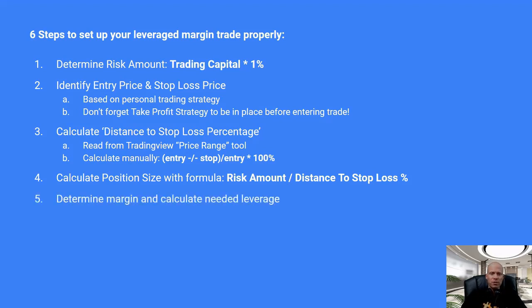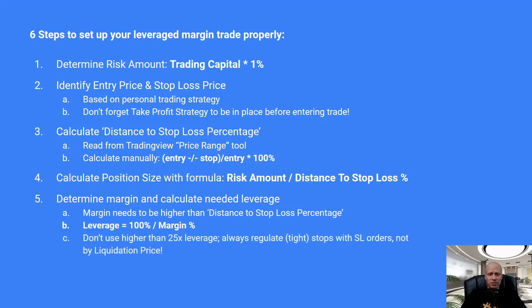5. Determine margin and calculate the needed leverage. The margin needs to be higher than distance to stop loss percentage, and the leverage is then 100% divided by the margin percentage. Don't use higher than 25x leverage. Always regulate normal or tight stops with a stop loss order, not by the liquidation price. 6. And lastly, execute the order, open a position and set a stop loss order.